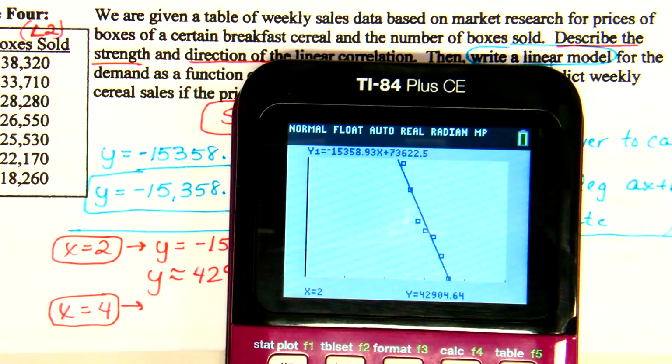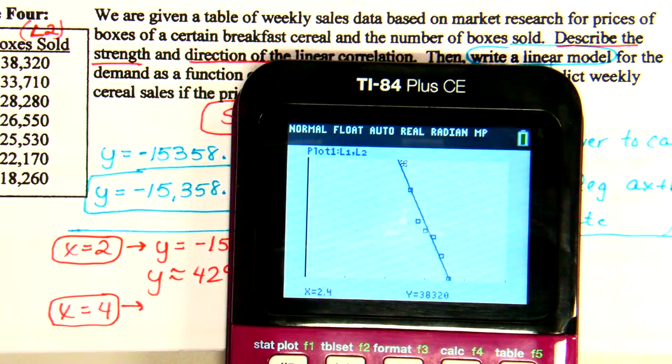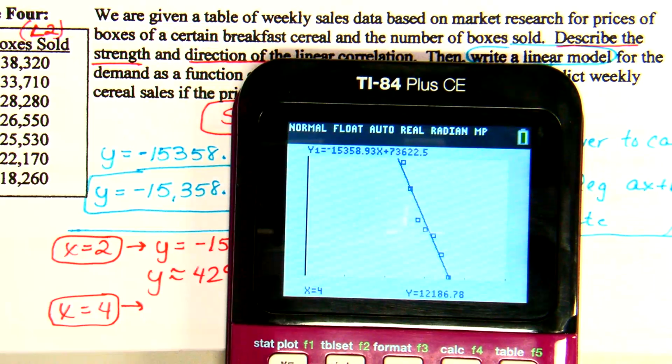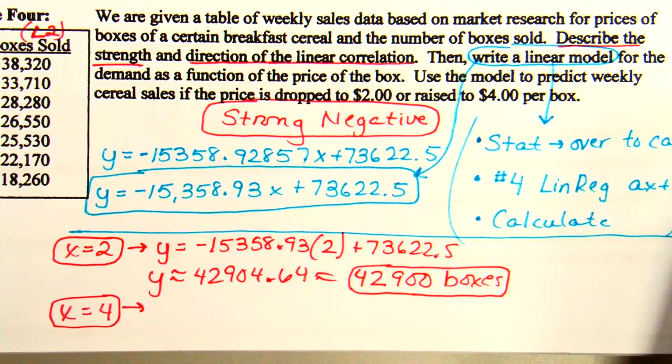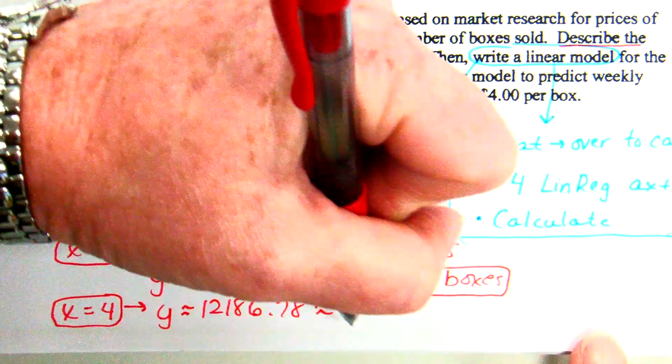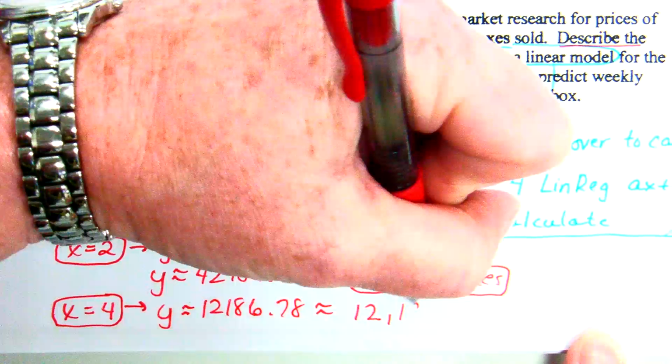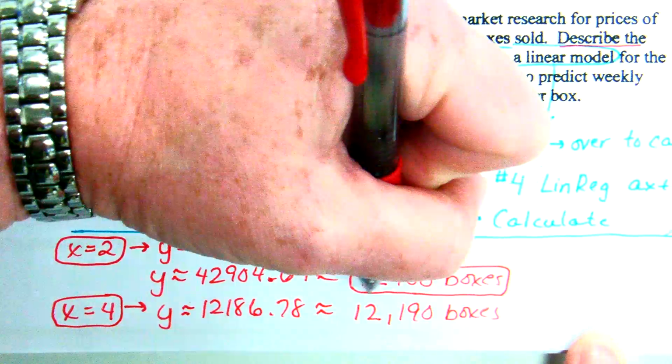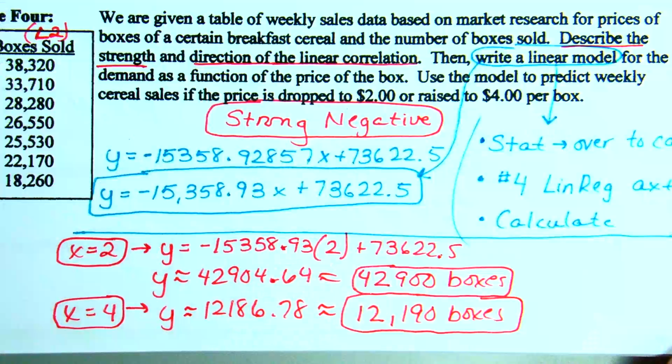So if I do trace, I have to toggle to the actual equation. Now I'm on the equation. Hit 4, enter. Notice this time my answer is 12,186.78. So y is approximately 12,186.78. Or if we go to a nice neat whole number of boxes, 12,190 boxes. There are several ways we could round that.